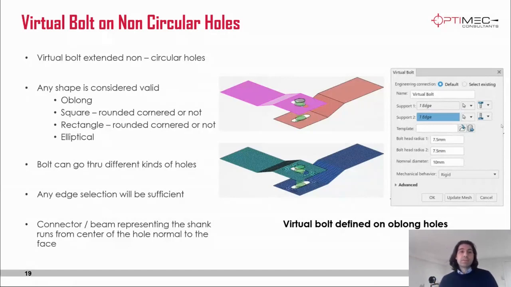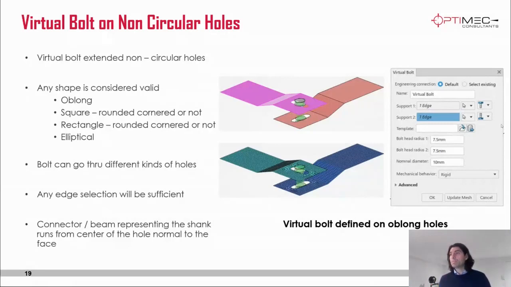So now this functionality is available. It can go through different types of holes. If you have a circular hole and a non-circular one, it'll still make the connection. And to select the support, only one edge is now sufficient. You don't need to select the whole contour of your hole. Once it creates the connection, the connector beam representing the shank of your virtual bolt will be at the center of the hole and normal to your surface.